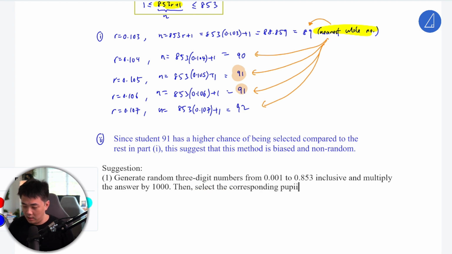Now the other one, which may not be so straightforward, is that you do the same thing. You multiply by 1000 instead of 853, because the problem now is the 853. Generally the problem in this case is the 853. So you multiply by 1000, but you just ignore any number which is more than 853. Then that will also be non-biased.